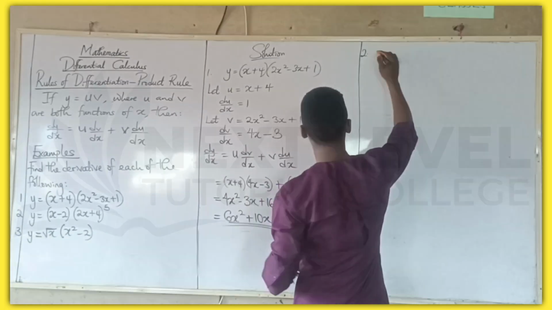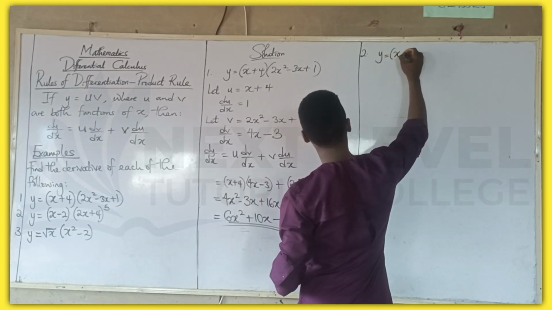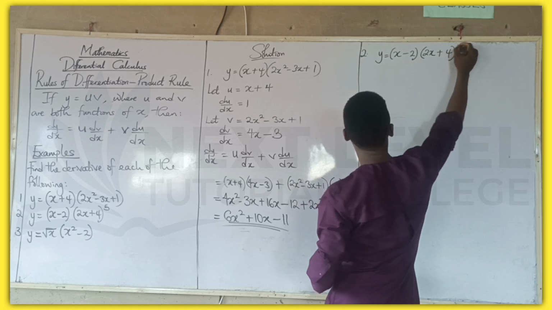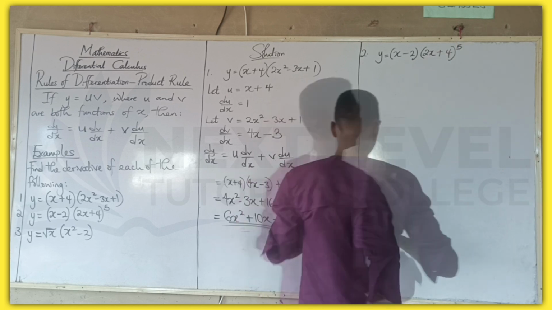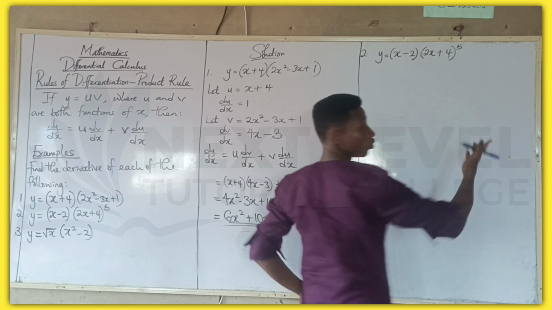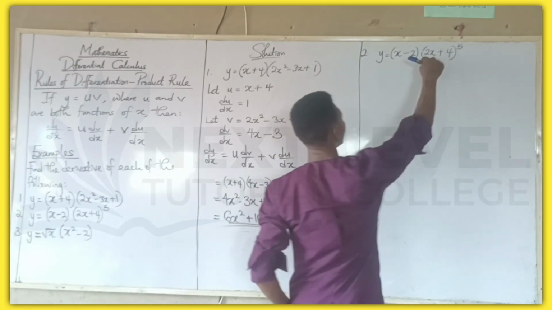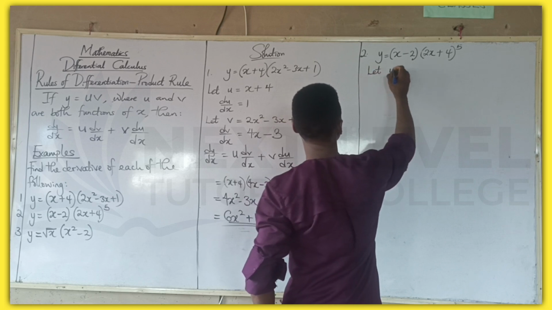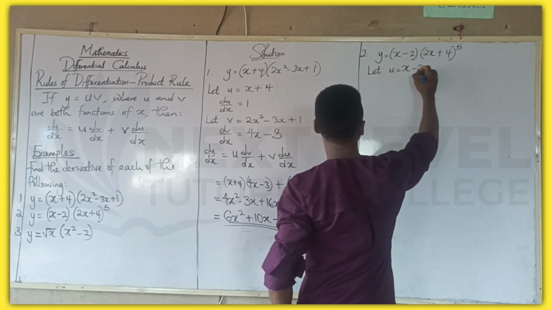Let's go to number 2. Number 2, we have y equals x minus 2, then here we have 2x plus 4 raised to the power 5. So to differentiate this, we require chain rule. So this is the case where we apply chain rule under product rule. So let's start. Let u equal x minus 2.